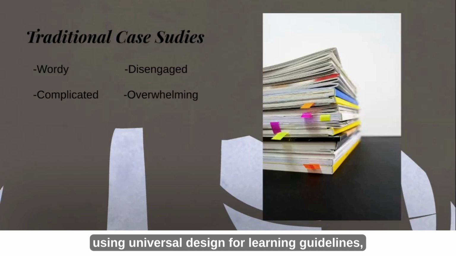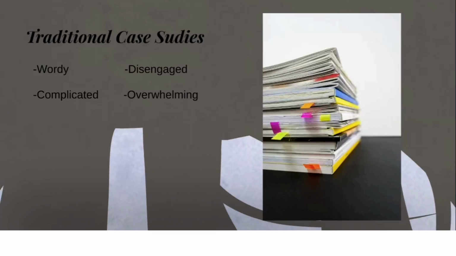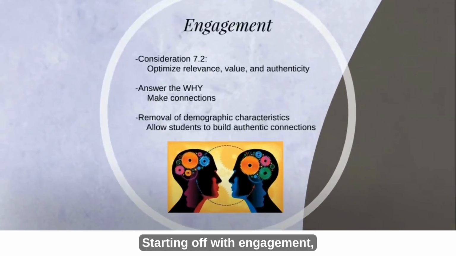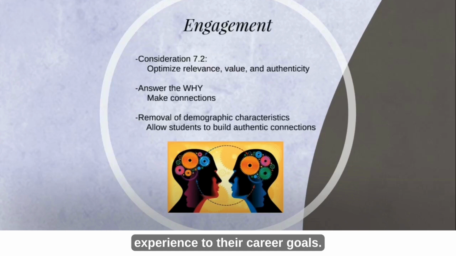Instead, using universal design for learning guidelines, I've created a bank of case studies that are UDL-friendly, approachable, and genuinely engaging. Let me walk you through the UDL principles and how they are used to make student-centered case studies in anatomy and physiology. Starting off with engagement, I used consideration 7.2, optimize relevance, value, and authenticity. I explicitly tell students why they're working with case studies and connect the experience to their career goals. What are they learning and how is it useful as they continue forward?